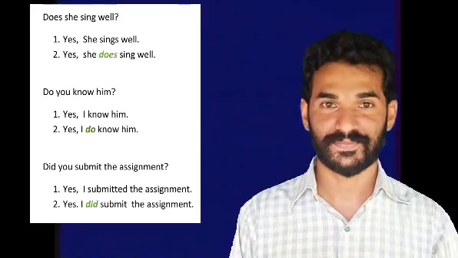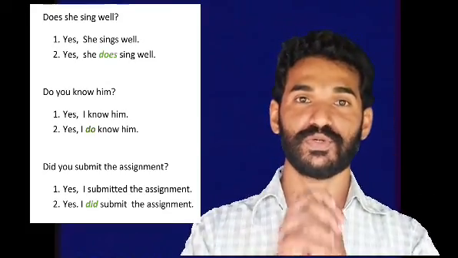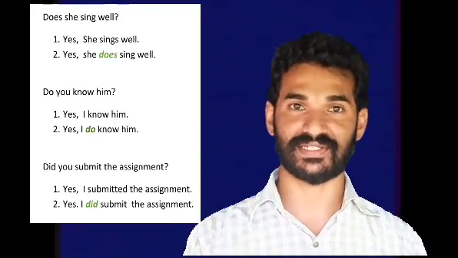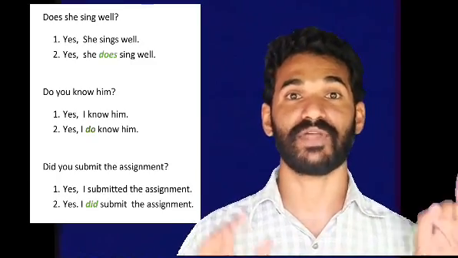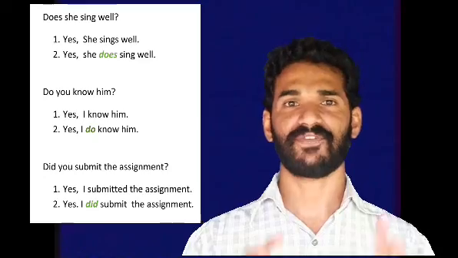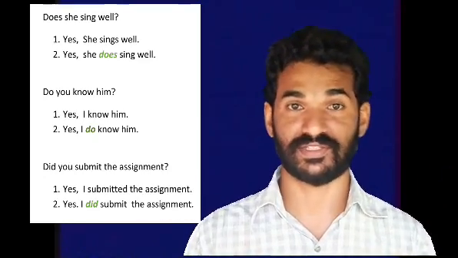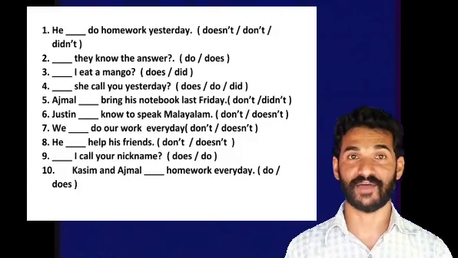I hope you understood. Once again, we use do, does, did to make questions, to make negative sentences. We use it as a main verb and to emphasize. Okay? If you have any doubt regarding this, you have to ask me. I will clear your doubts. Okay? And now I'm going to give you one activity, one exercise. You have to write the answers and send them back to me on WhatsApp. This is the exercise you have to do.